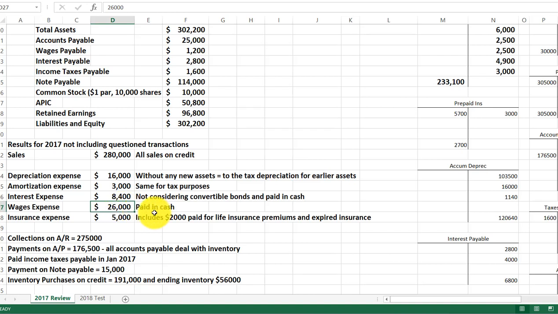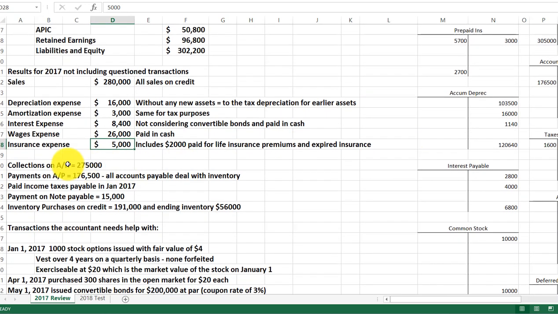Wages expense paid in cash, debit wages expense, credit cash. Insurance, we're going to pay 2,000, credit cash, debit insurance expense for 2,000, and then the other 3,000 comes from our prepaid insurance, credit prepaid, debit insurance expense. When we collect our money, we're going to debit cash and credit accounts receivable. When we pay our bills, we're going to debit accounts payable and credit cash.